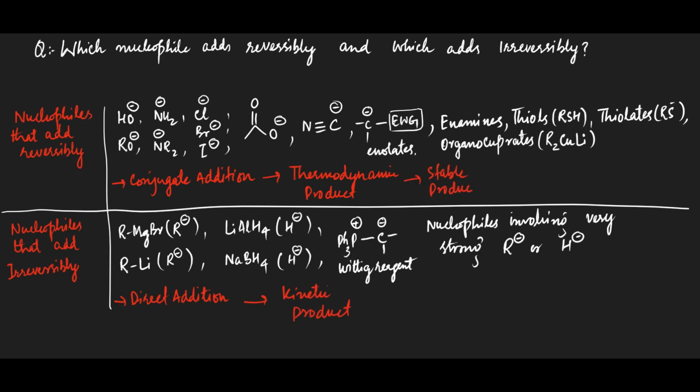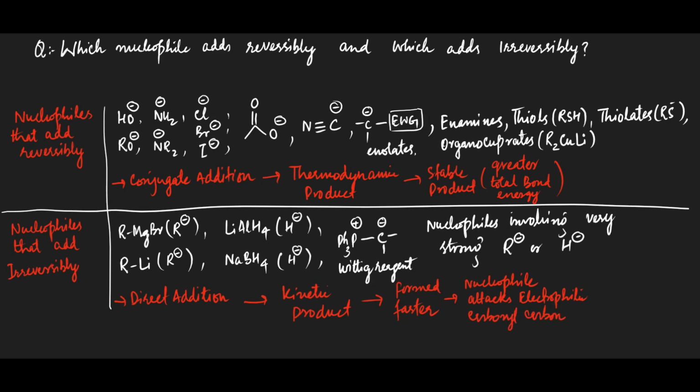Thermodynamic product is the stable product, because this product has greater total bond energy compared to kinetic product. The kinetic product is formed faster than thermodynamic product, because in this case, nucleophile adds to more electrophilic carbonyl carbon, compared to less electrophilic beta carbon, in case of conjugate addition.